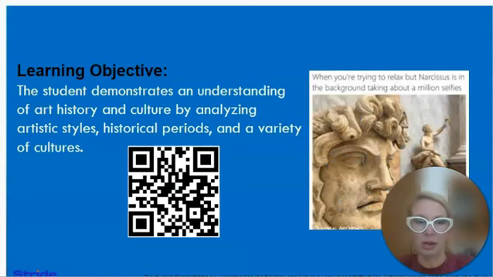Here's our learning objective for the week. The student demonstrates an understanding of art history and culture by analyzing artistic styles, historical periods, and a variety of cultures. And if you want to use that QR code that's right there, that will take you to our semester checklist and pacing guide for this semester.